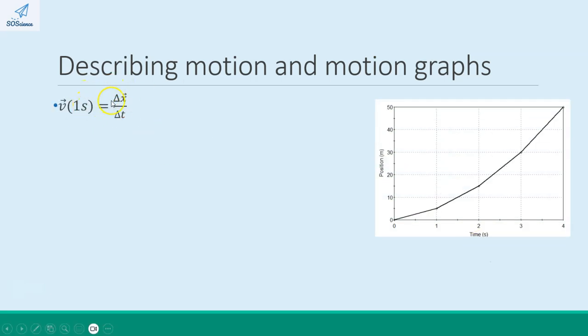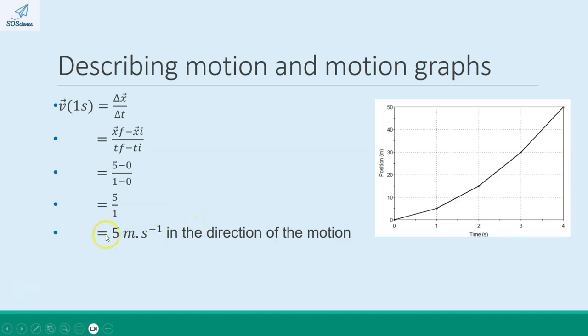So the velocity after 1 second is delta x over delta t, which is xf minus xi over tf minus ti. Now we can see that after 1 second, the final position is 5 meters, whereas the initial position was 0 meters, and the final time is 1 second, whereas the initial time was 0 seconds. And so we get a velocity of 5 meters per second. We got a positive answer as expected, which means that the car is traveling in the positive direction, which is the direction of the motion.